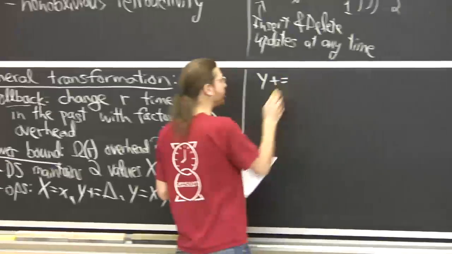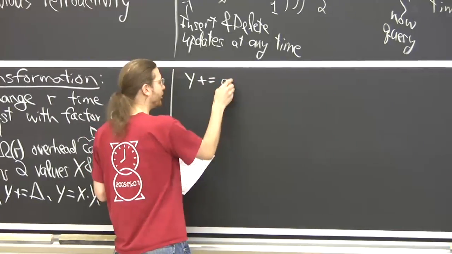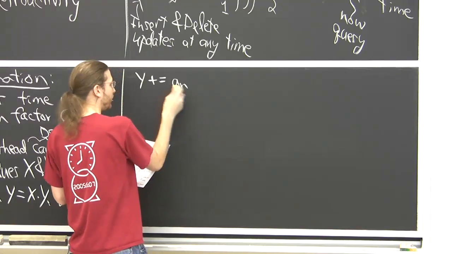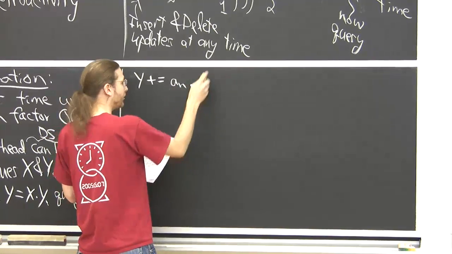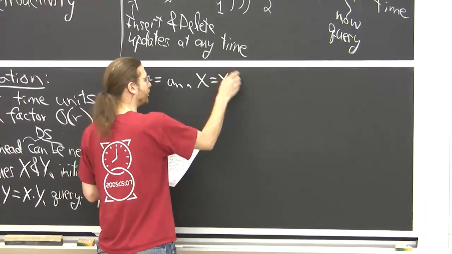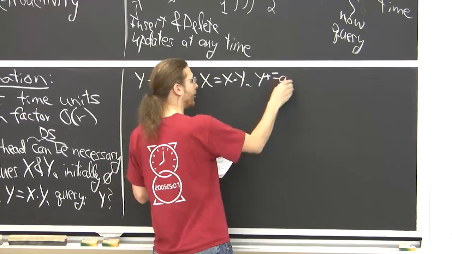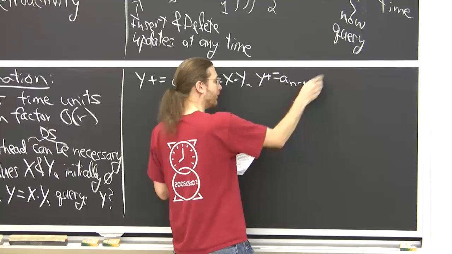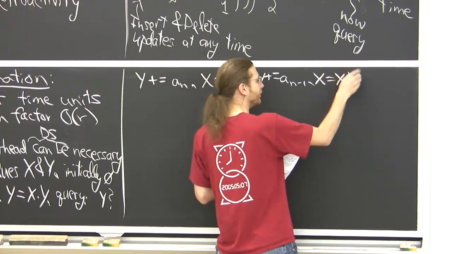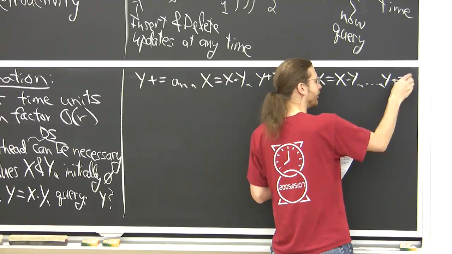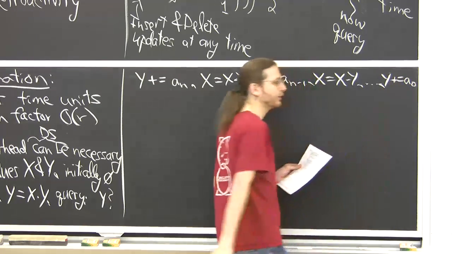But it lets us do, here's the operations I'm going to do. This is in order of time. First I will add AN to Y. Then I will compute the product. Then I will add AN minus 1 to Y. Then I will compute the product. And then at the end, I will add a 0 to Y. What does that do?